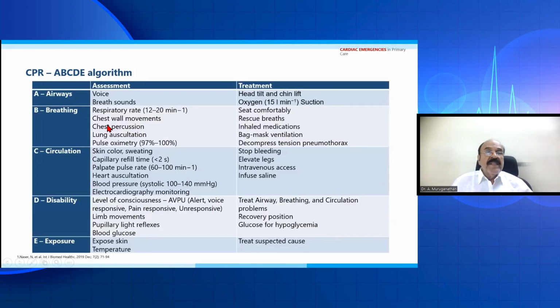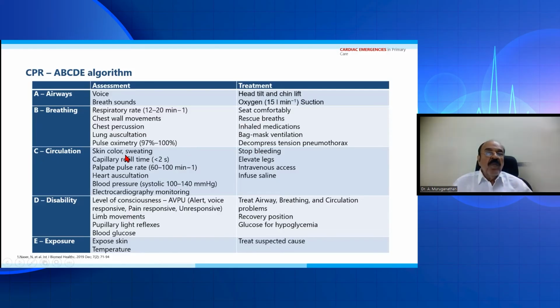Now, what is A? Airway. Assessment of voice and breath sounds. Head tilt and chin lift. Oxygen, 15 liters per minute, and suction. B is breathing: respiratory rate 12 to 20. Chest wall movements, chest percussion, lung auscultation. You always check pulse oximetry and see the oxygen level. Seat the patient comfortably, rescue breaths, inhaled medications, bag mask ventilation, decompress tension pneumothorax.